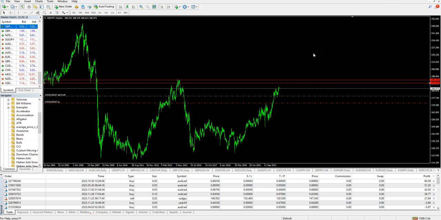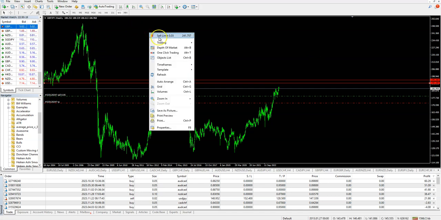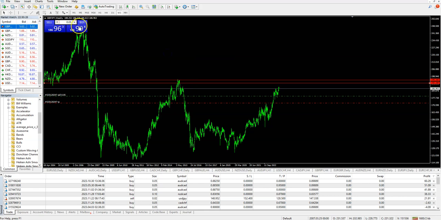If I want to place a trade, let's talk about that now. If I wanted to right click and do trading, I just do this manually, or there's a way to get one-click trading. So I'll show you that too. So let's go one-click trading. It brings up a buy and sell window.